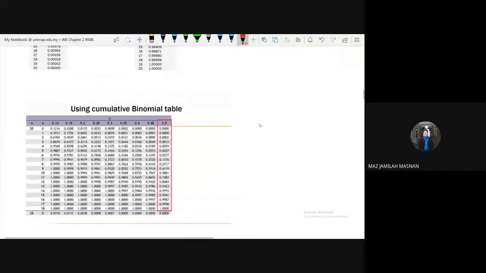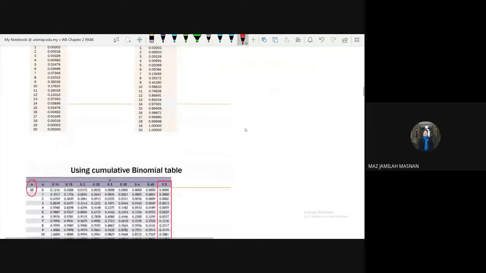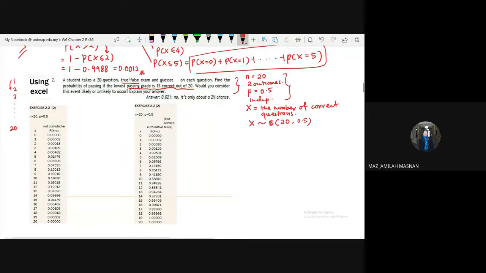For those who do not know how to use the binomial table, you can look for the number of trials 20 and then look for the probability of success 0.5. So look for the binomial that fulfills n trials 20 and probability of success 0.5. Now, what is the question? Find the probability of passing if the lowest passing rate is 15 correct out of 20. So how do you interpret that? Passing rate is 15 correct out of 20.